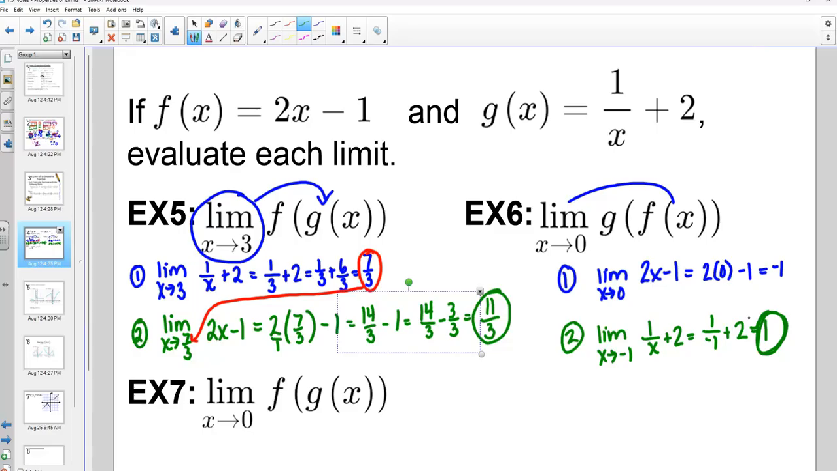Okay. Try f of g of x there for the last one. Freeze my screen while I do that one.